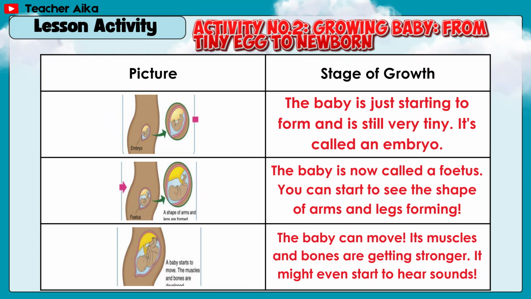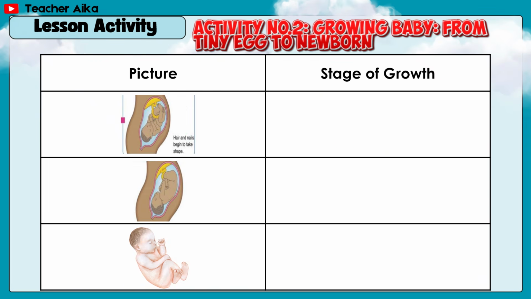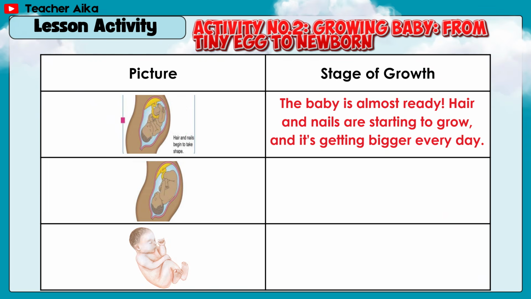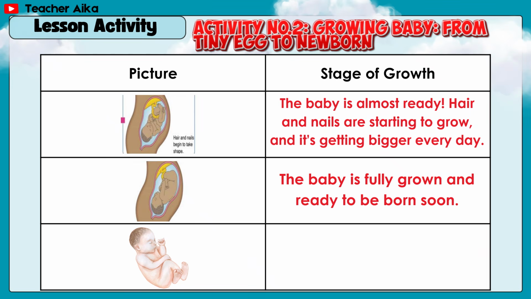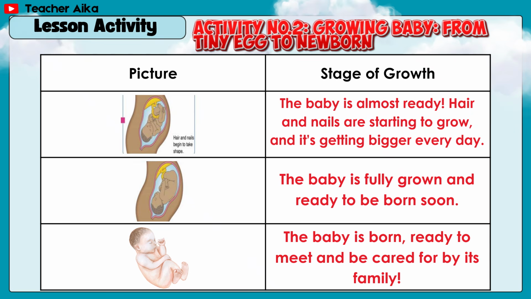Third, the baby can move. Its muscles and bones are getting stronger. It might even start to hear sounds. Fourth, the baby is almost ready. Hair and nails are starting to grow, and it's getting bigger every day. Fifth, the baby is fully grown and ready to be born soon. Sixth, the baby is born, ready to meet and be cared for by its family.